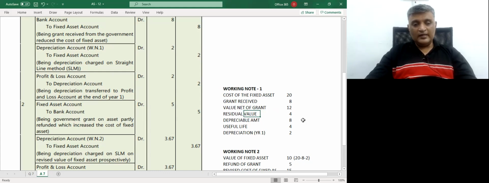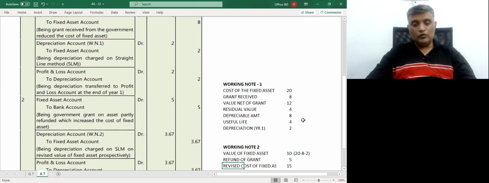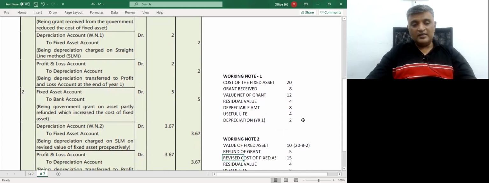Residual value is 4 lakhs. So the depreciable amount is 8 lakhs. Useful life is 4 years. Therefore, depreciation is 2 lakhs. Now, once we find out the depreciation for year 1, if you want to know the value of the asset at the end of year 1, it's going to be 10 lakhs. How? 20 lakhs minus 8 lakhs minus 2 lakhs. Now the grant gets refunded. That will be added to the cost of the asset. So my revised cost of the asset is going to be 15 lakhs.